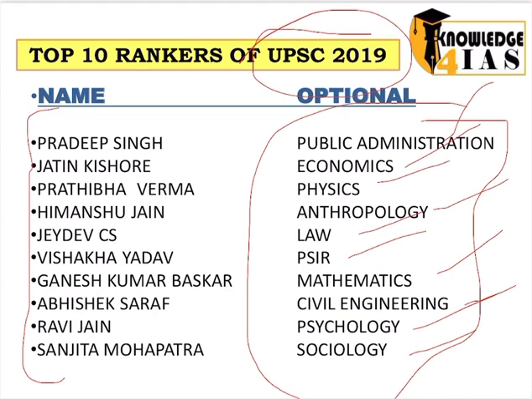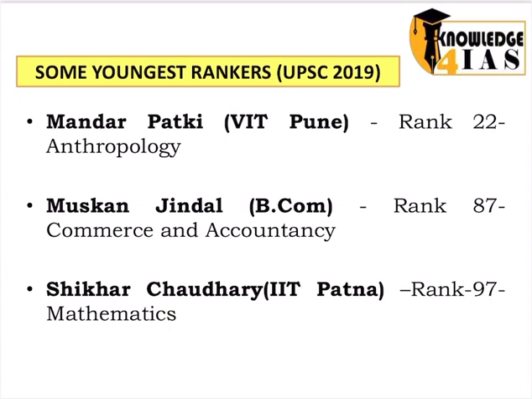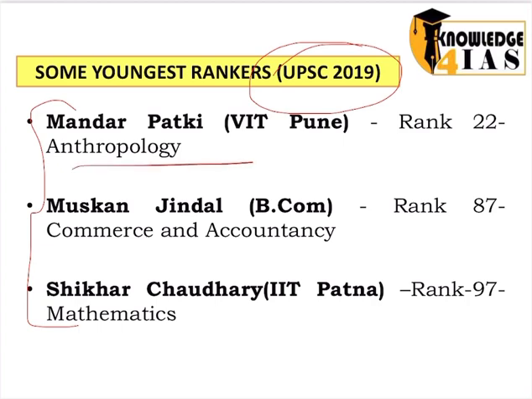All right, now let us see one more fact. You can see on my screen there are three toppers, and these three toppers have qualified UPSC at a very young age, and I have taken the data from the latest UPSC 2019. In fact, you can watch my interviews with all these toppers on my YouTube channel. So first topper Mandar Patki, he is from anthropology. Then Muskan Jindal is from commerce. Shikhar Chaudhary from IIT Patna, he is from mathematics. So again, you can see that from any optional paper you can qualify UPSC even if you are aspiring to crack this examination at a very young age.